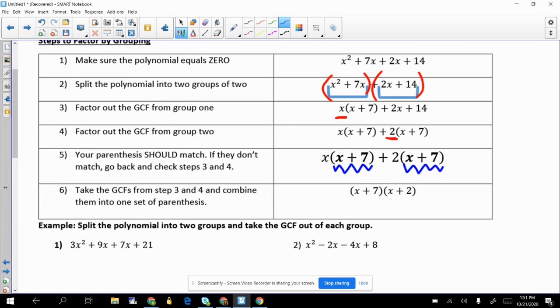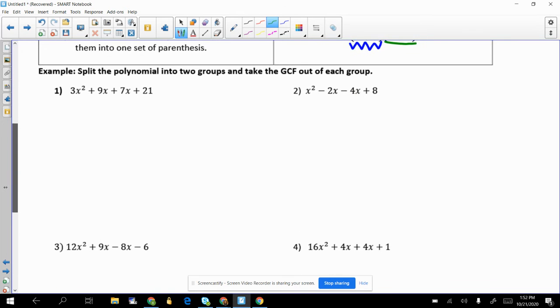So then what matches in the parentheses becomes one of your answers. And then what's left over as your GCFs, that becomes your other answer, okay? So you take the 2 GCFs and that becomes one set of parentheses, and then you take what matches and that becomes your other set, okay? And that is factoring by grouping. Okay, so let's try some more examples.